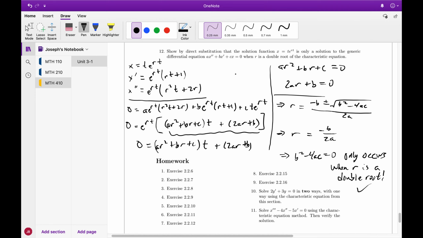So that is the end of Unit 3-1 notes. In the next video, we'll get into Unit 3-2, where we learn about non-homogeneous second-order equations with constant coefficients.